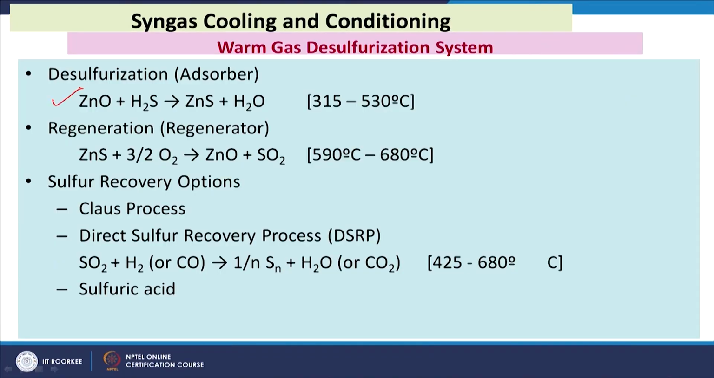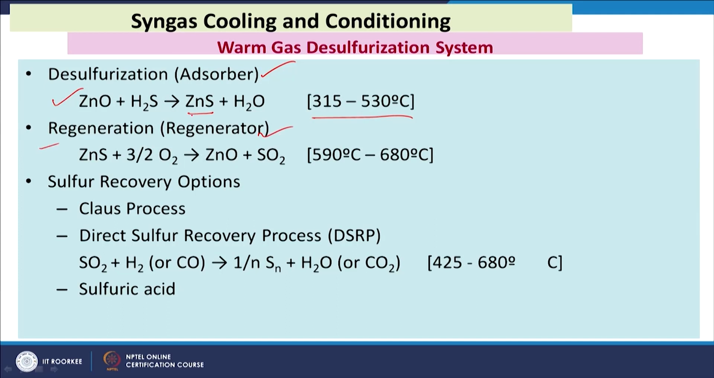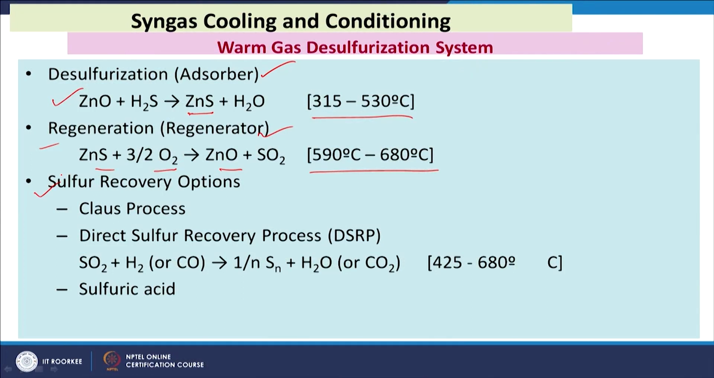Now, we are coming to warm gas desulphurization. As we discussed, some metal oxides are used. So, say ZnO and H2S react and ZnS is formed at 315 to 530 degree centigrade, and this is the adsorber, and then the adsorbent has to be regenerated. So, the regenerator is also there, where ZnS reacts with oxygen and again forms ZnO at a higher temperature, 590 to 680 degree centigrade. So, that way it can remove the H2S from the syngas, and sulfur recovery options are also there.